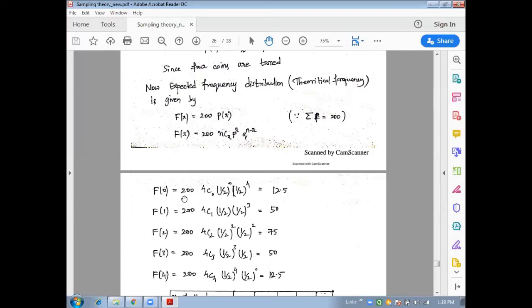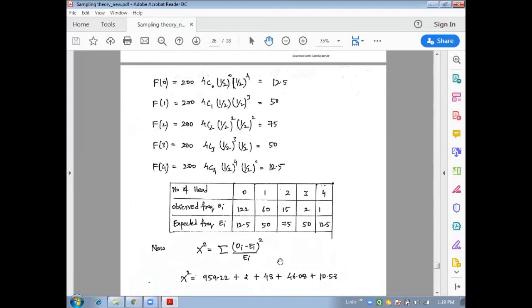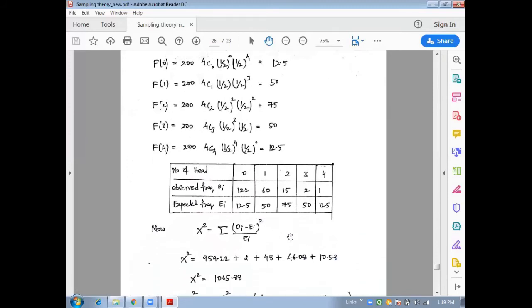Substitute x equal to 0. We will have 200 into 4C0, (1/2)^0, (1/2)^(4-0). If you simplify this equation, the value is reduced to 12.5. So corresponding to 1, 2, 3, 4, we have 50, 75, 50, 12.5. So we'll substitute the values in the table. The table is reduced to this form.